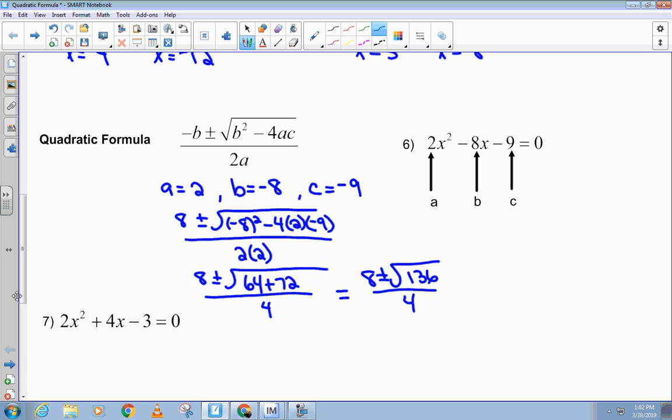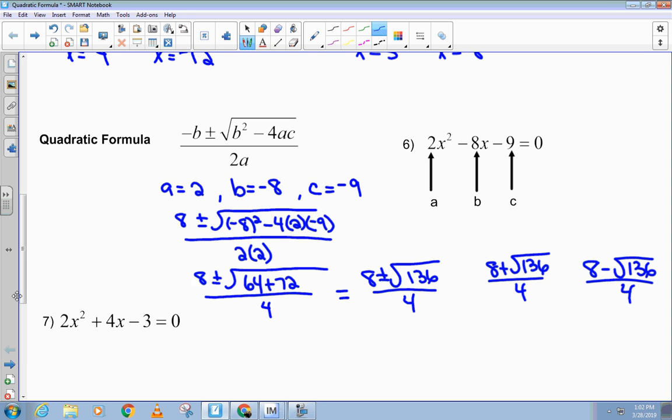Okay, now what does this plus or minus mean? Okay, you do both, right? Because there's two possible answers, right? So you have to do both. You have to do a plus radical 136 over 4 and a minus radical 136 over 4.